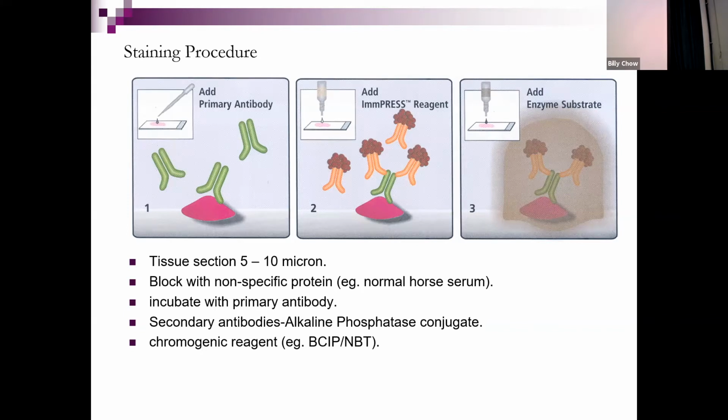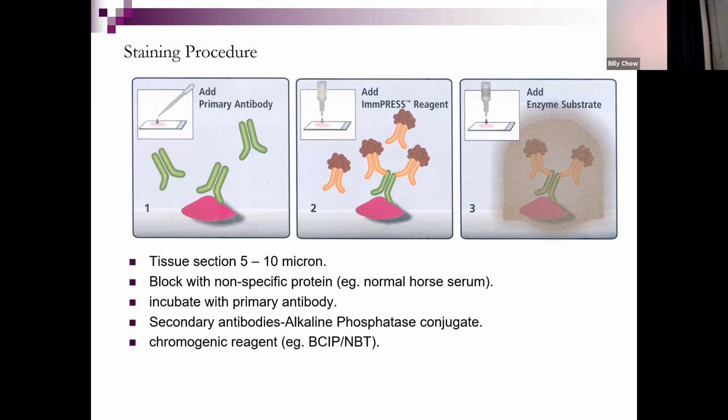Right? So this whole procedure requires sectioning, and then you block with non-specific protein, incubate with the primary antibody, and then in this case, a secondary antibody that recognizes the FC region of the primary antibody and is conjugated with an enzyme called alkaline phosphatase. And then you can use a chromogenic, meaning color-generating, substrate, BCIP-NBT, so that some color will be developed and you can detect your protein of interest.